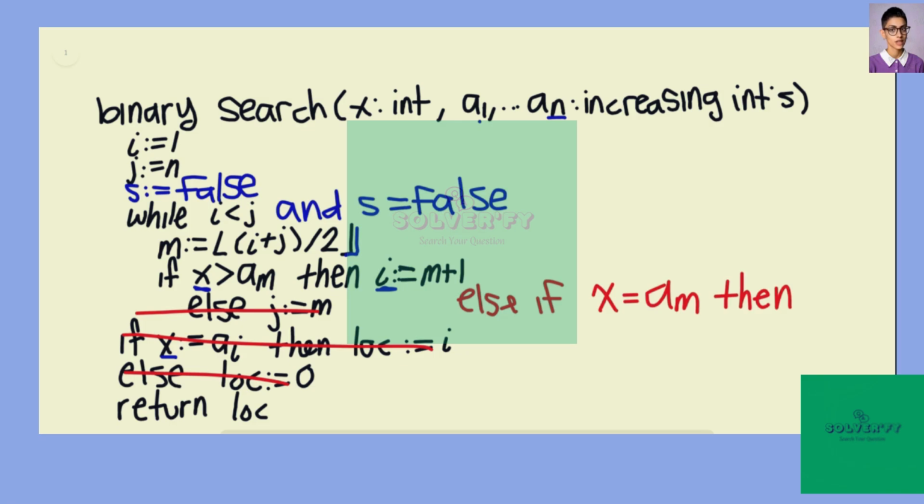So if x is equal to a sub m, then we can just go ahead and set s equal to true, so we get out of that loop, and set location equal to m. All right, and then we'll get into our previous else statement of setting the right search endpoint to m. And then we would go into returning the location.